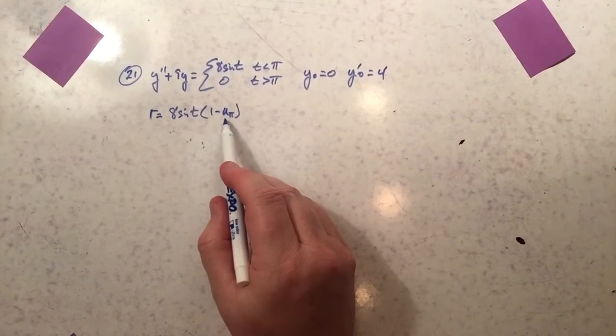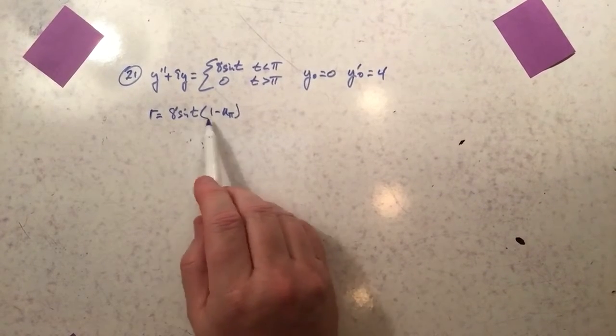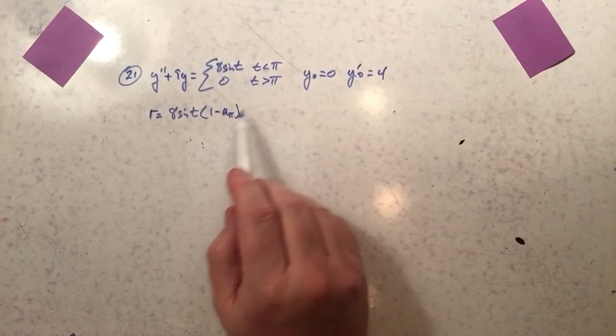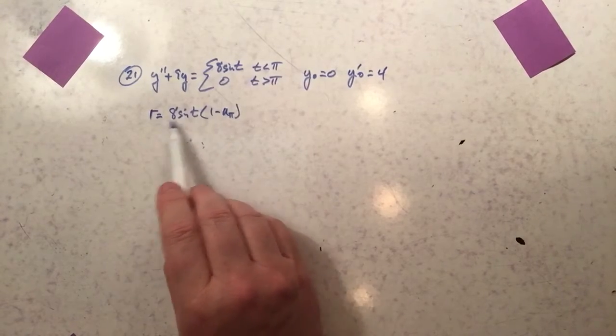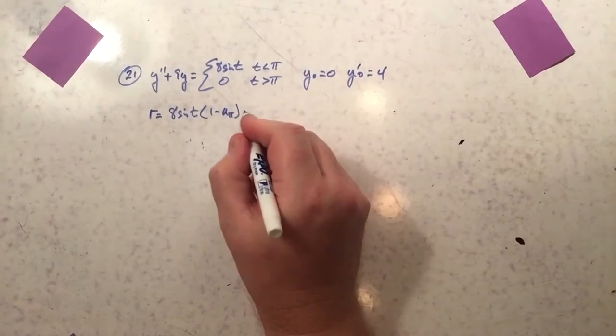Because the Heaviside function is 0 until it reaches pi, it doesn't mess with this at all. It just allows it to be 8 sine t. And then the minute we reach pi, the Heaviside function switches to 1, and 1 minus 1 is 0, so it switches the function off and produces 0. Kind of brilliant, right? Okay, let's expand it.